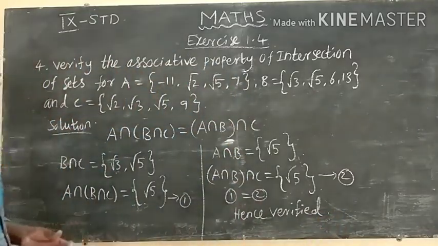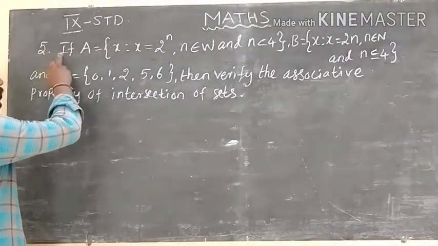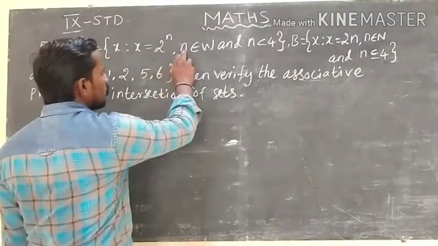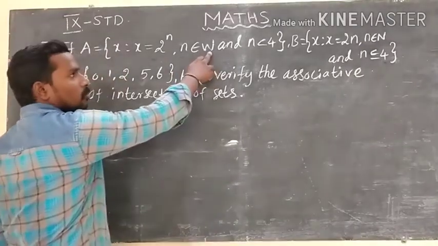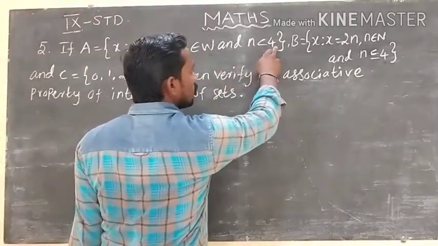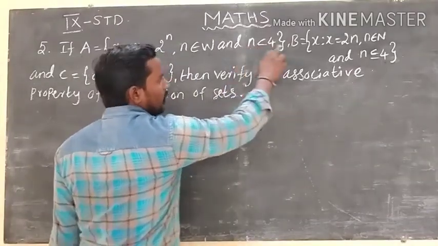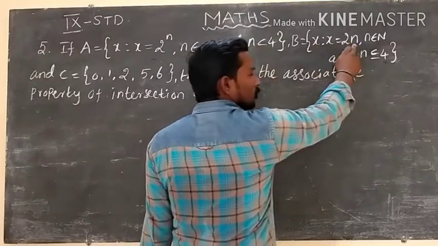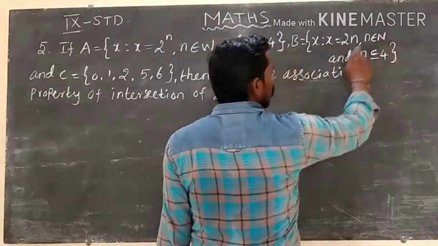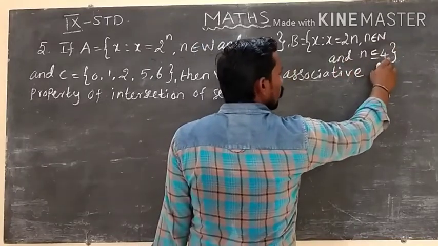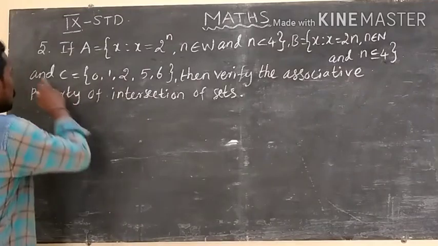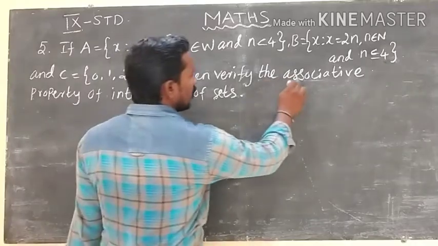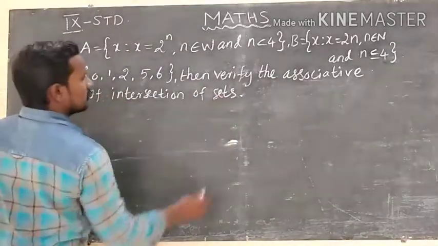Have you understood the fourth question? Okay, dear students, fifth question: if A is the set of all x such that x is equal to 2 power n, where n belongs to W, the whole numbers, with the condition n less than 4, that means n is below 4 only. B is the set of all x such that x is equal to 2n, multiples of 2, where n belongs to the natural numbers, with the condition n less than or equal to 4. C is the set {0, 1, 2, 5, 6}. Then verify the associative property of intersection of sets.